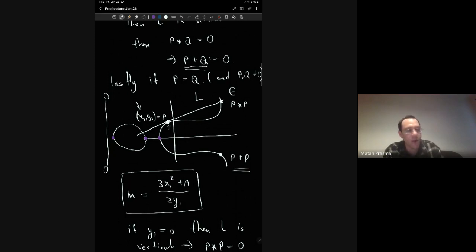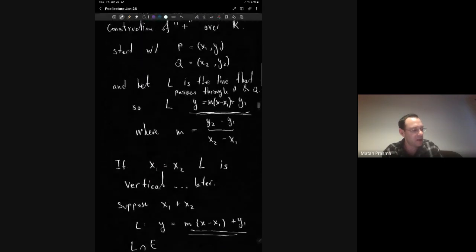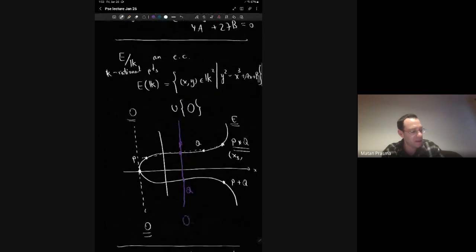Just to say, what I defined here is also well defined. It's not hand waving, as mathematicians say. We introduced a new symbol O, and I defined a binary operation, and this binary operation is well defined for every pair of points in the K-rational points E(K). Okay.